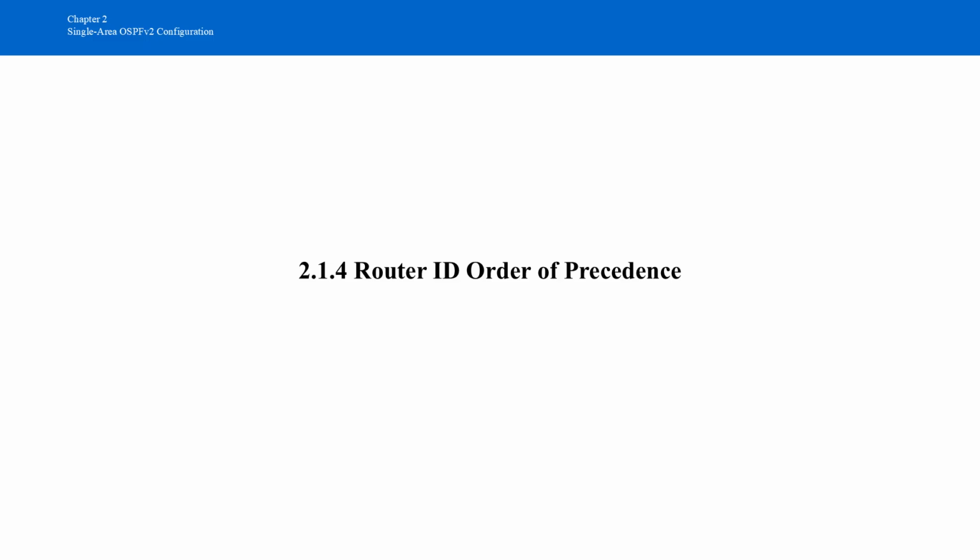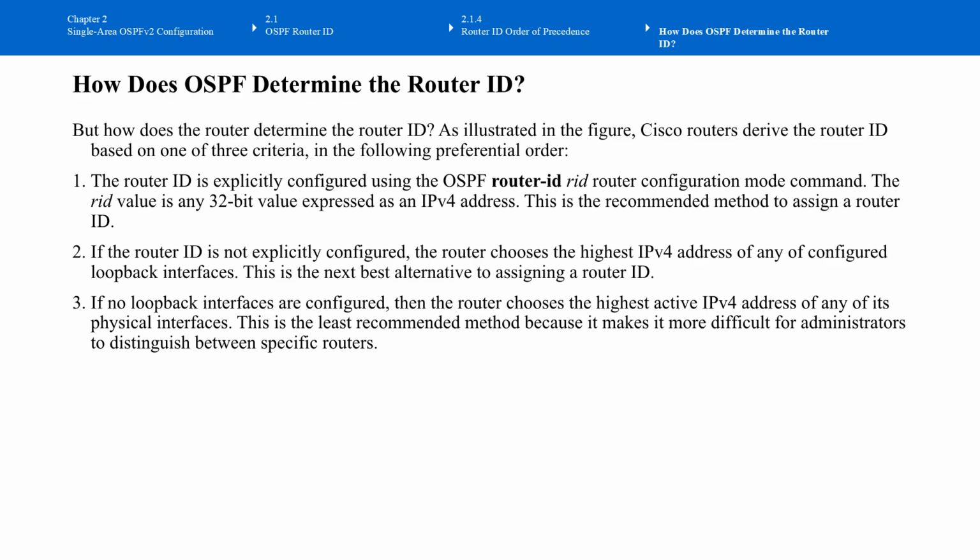2.1.4 Router ID Order and Procedure. So how does OSPF determine the router ID? Cisco routers derive the router ID based on one of three criteria in the following preferential order. First, the router ID is explicitly configured using the OSPF router-id rid router configuration mode command. The RID value is any 32-bit value expressed as an IPv4 address. This is the recommended method to assign a router ID.